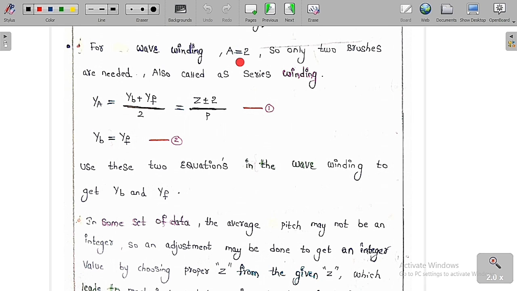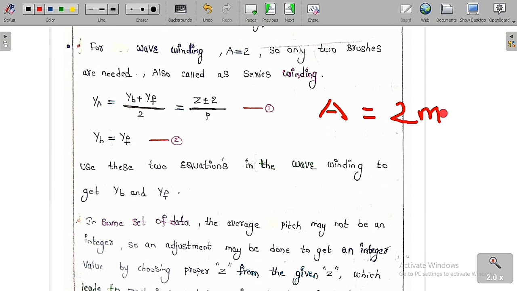So for wave winding, A is equal to 2 into M. For the multiplex wave winding, A is equal to 2 into M. So this is an important formula here. The number of parallel paths is equal to 2 times M. Here M is called the multiplicity of the wave winding. So for multiplex wave winding, the number of parallel paths is equal to 2 into M. M is 1 for simplex, M is equal to 2 for duplex, M is equal to 3 for triplex, M is equal to 4 for quadruplex.